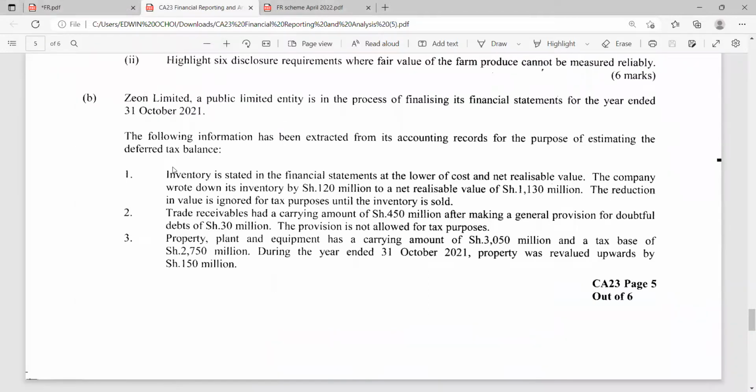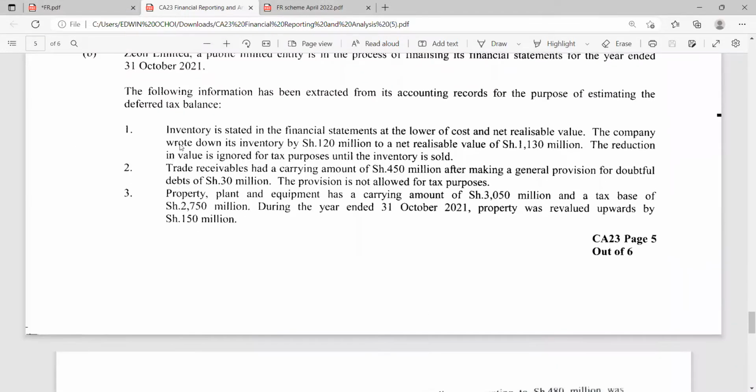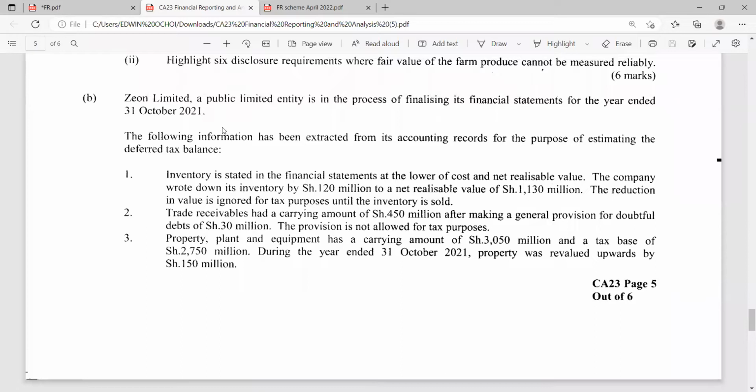So this is the relevant question. They were saying that Sion Limited, a public limited entity. So this is the last question for April 2022. This limited company, a public entity, is in the process of finalizing its financial statements for the year ended 31st October 2021. The following information has been extracted from its accounting records for the purposes of estimating the deferred tax balances.